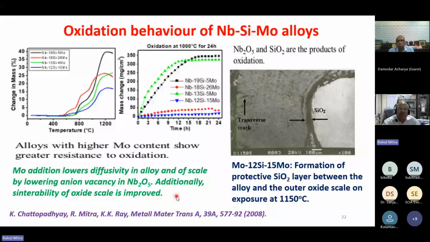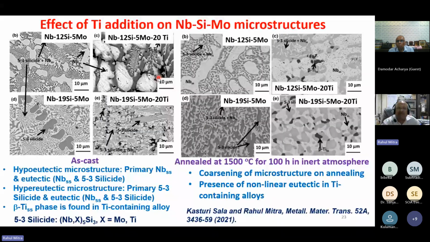So in my next study, we tried addition of titanium in the Nb-Si-Mo alloys. We added 20% titanium to both hypoeutectic and hypereutectic alloys, and these alloys were prepared by arc melting like the previous alloys. But here we annealed some of the alloys at 1500 degrees centigrade for 100 hours in inert atmosphere. And we see that in the fast cast alloys, we have both lamellar and non-lamellar eutectic.